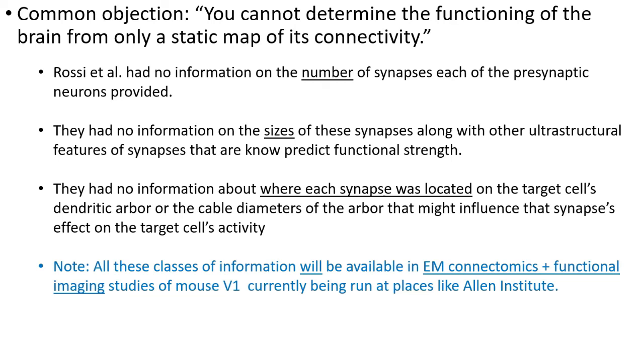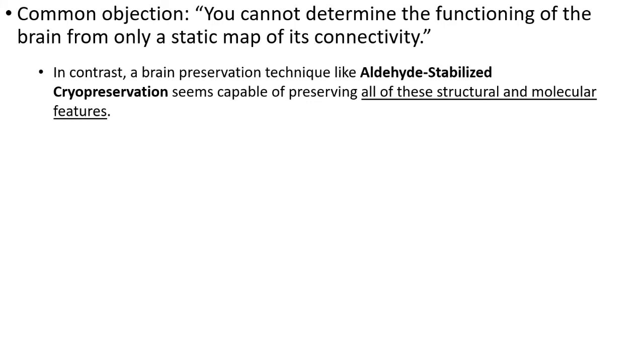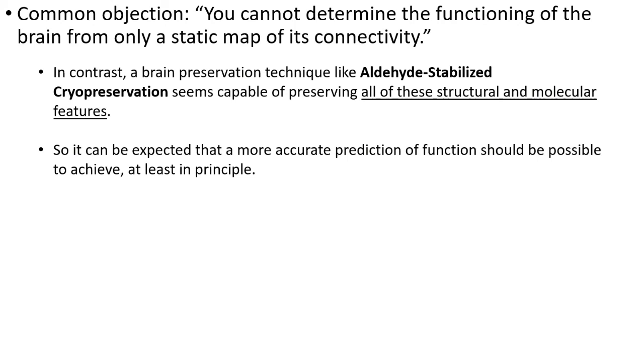We should note that all of those classes of information will be available in, for example, EM connectomics plus functional imaging studies of mouse V1 that are currently being run at places like the Allen Institute. And the Rossi et al. paper certainly did not have any information on the exact ion channel and receptor distributions on each synapse or each part of the target neuron's arbor. In contrast, a brain preservation technique like aldehyde-stabilized cryopreservation seems capable of preserving all of these structural and molecular features. So it could be expected that a more accurate prediction of function should be possible to achieve, at least in principle.